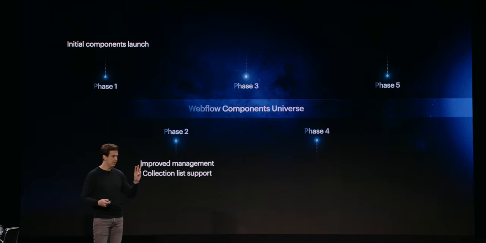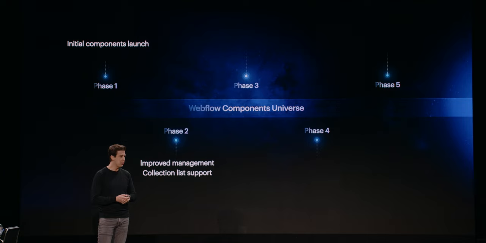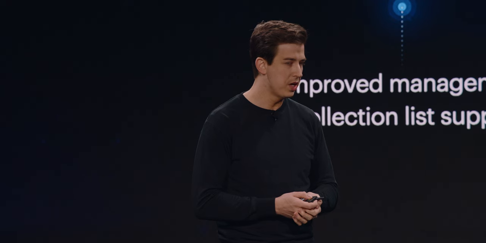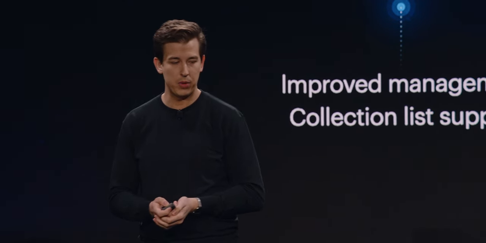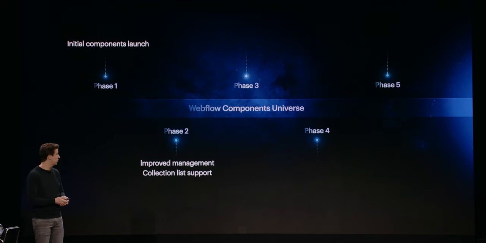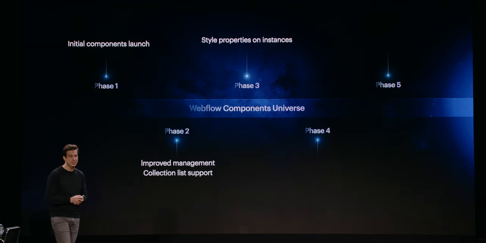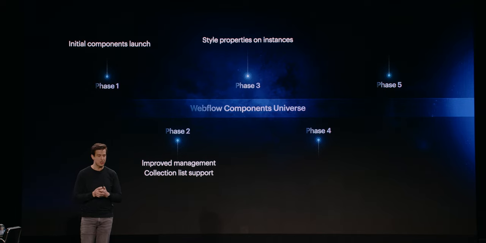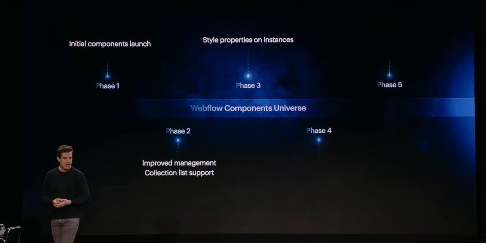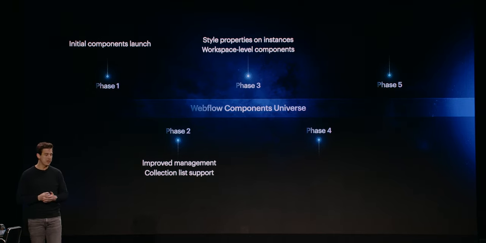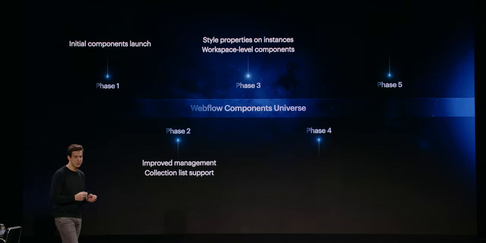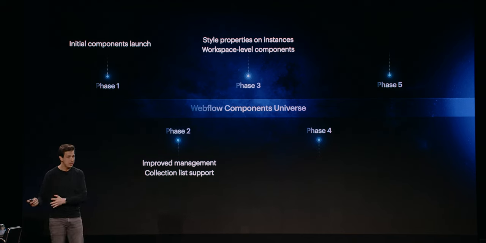But for phase three, phase four, and phase five, the ability to reuse and interconnect these things becomes its own superpower. In phase three, more power and control. This means modifying styles per component instance. This is huge, style overrides. And just as big, workspace level components. You can reuse things like footers across multiple sites in Webflow. And of course, keep the content and keep that branding consistent across all of them.